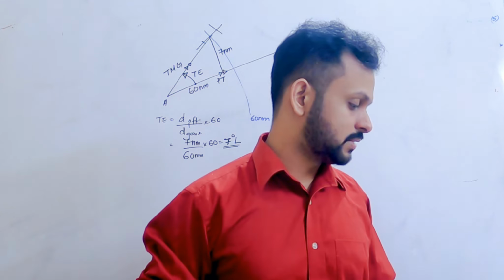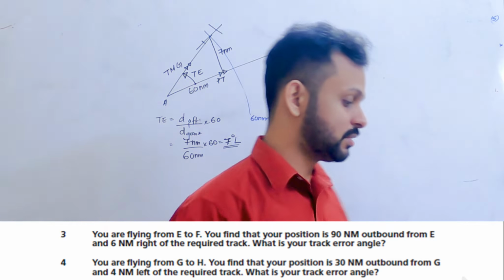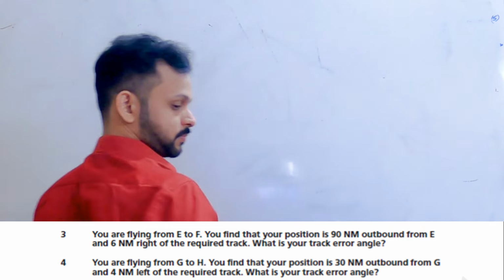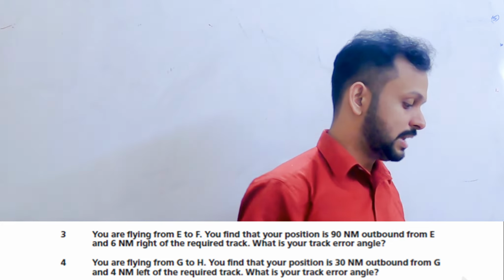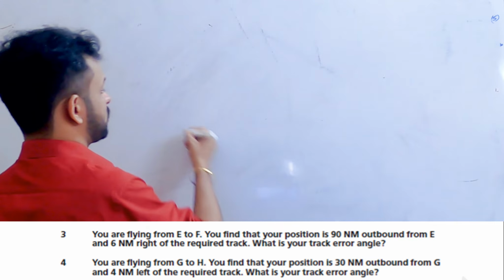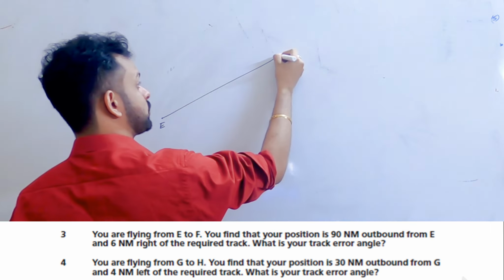Alright, now next is you're flying from E to F, you find that your position is 90 nautical miles outbound from E and 6 nautical miles right of required track. What is your track error? So here you're flying from E to F. Now these kind of questions don't really pertain to track headings and stuff, so you can draw the track in whichever direction you want. It is E to F.